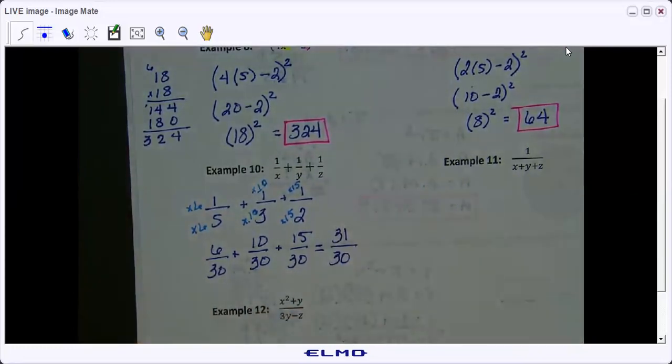Now, a lot of you are going to want to do one of two things. You're going to want to turn it to a mixed number, 1 and 1/30th. Or you're going to want to turn it into a decimal and do all this long division. In algebra 1, we stopped doing that. So please, all you have to do is say, okay, can I reduce the fraction? Can I simplify that? No, I can't. So you leave it as an improper fraction.